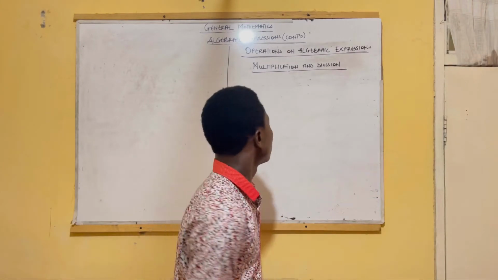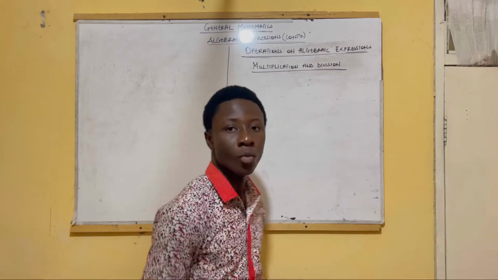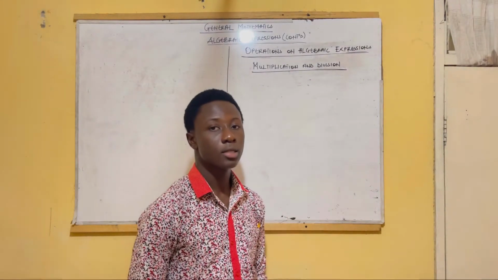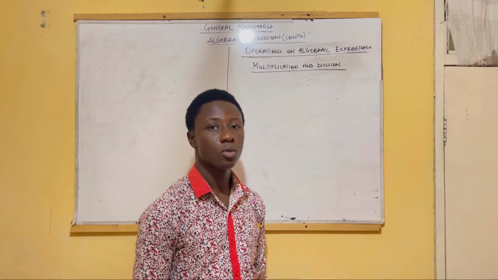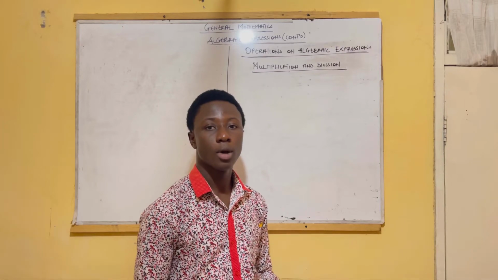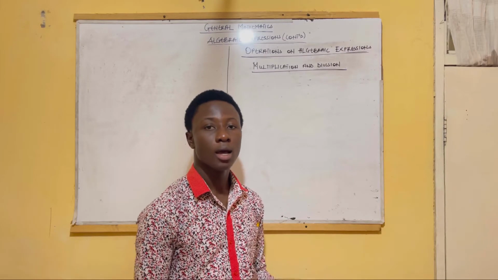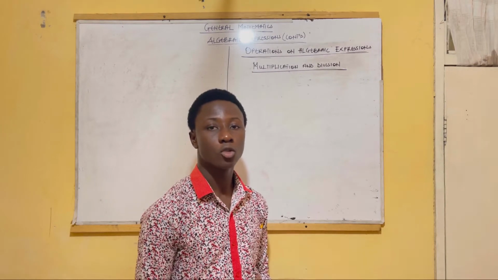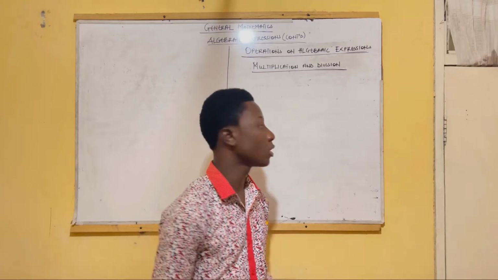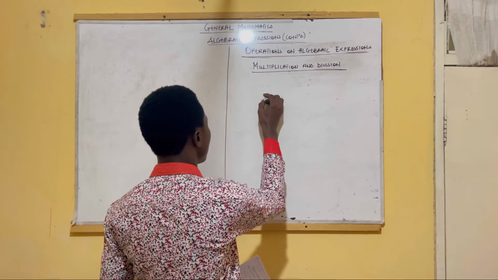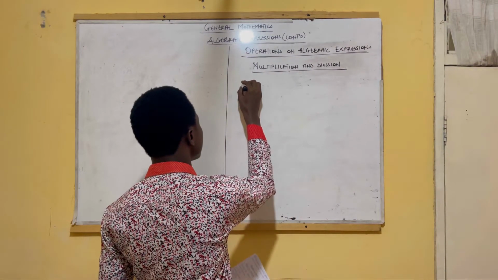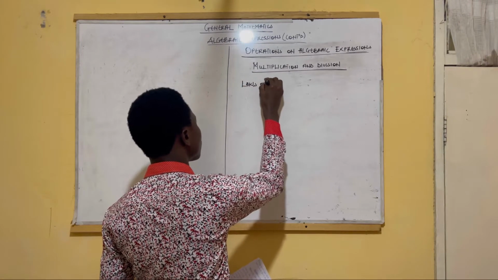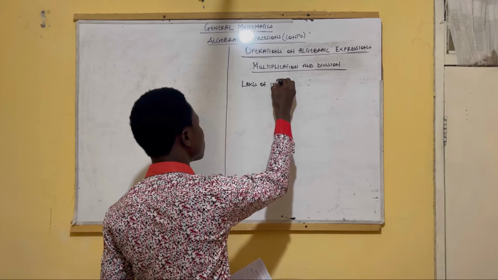Okay, let's start. With multiplication, it's easier to basically group numbers with similar letters together, and then you apply the laws of indices in solving. The laws of indices, what are these? So watch closely.